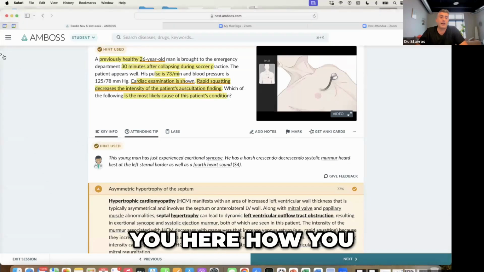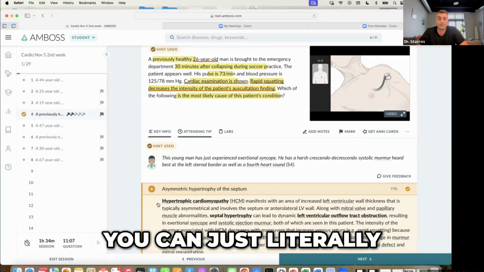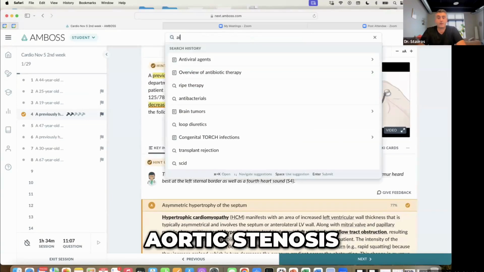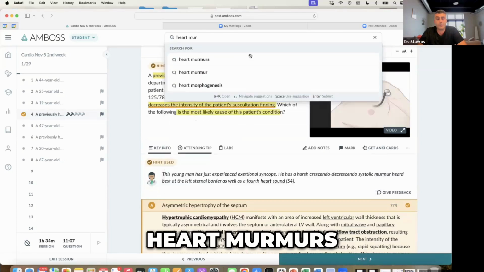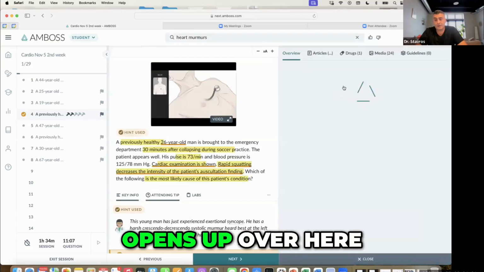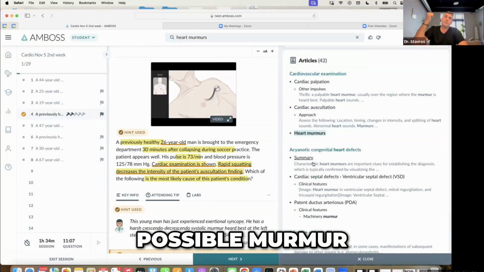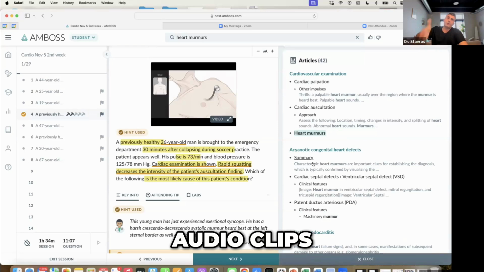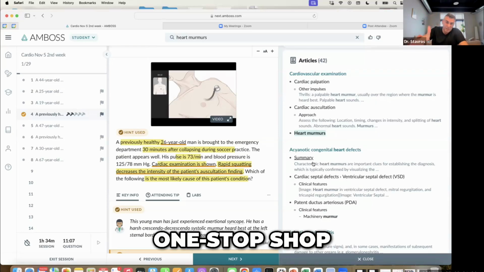So I just showed you here how you don't worry about the murmurs. Now, if you have AMBOSS, you can literally type in aortic stenosis. Watch, you can say heart murmurs if you want. Click on that. It opens up over here. You can do cardiovascular exam, and then you can listen to every possible murmur. They've got imaging, echoes, EKGs, audio clips. I don't know why people aren't using this. This is like a one-stop shop.